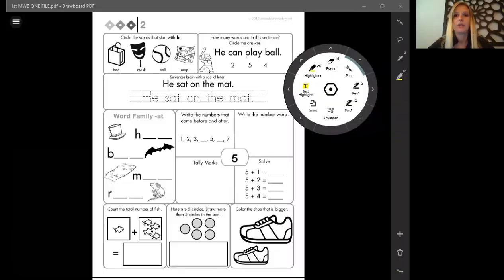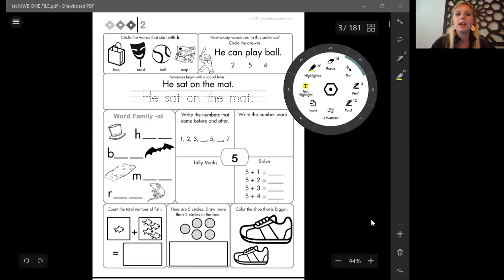Here we go. So your page should look like this. How are you guys feeling about school? It's not too bad, is it? First grade starts off pretty easy. All right, so this one has a little bit of different skills on it, so I wanted to teach you how to do it.